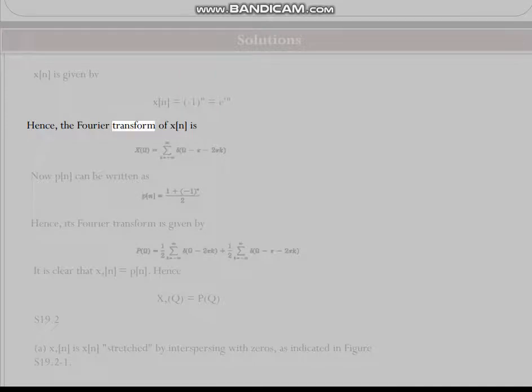Solutions. S19.1 x[n] is given by x[n] equals (-1)^n equals e^(jπn). Hence, the Fourier transform of x[n] is as given. Now p[n] can be written as follows. Hence, its Fourier transform is given by the following. It is clear that x[n] equals p[n]. Hence X(e^jω) equals P(e^jω).